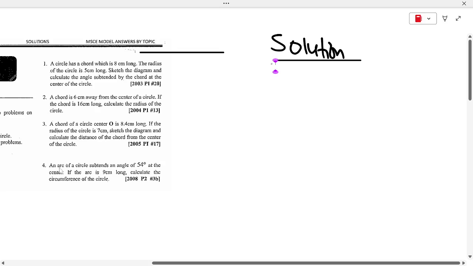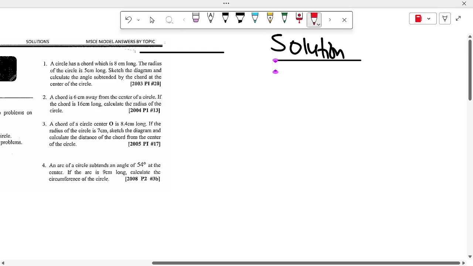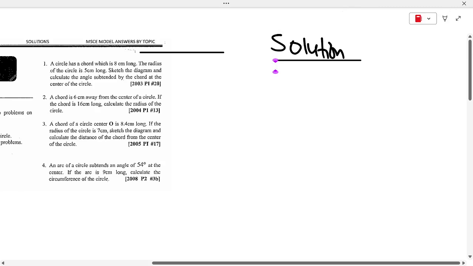So they're saying that an arc of a circle subtends an angle of 54 degrees at the center. If the arc is 9 centimeters long, calculate the circumference of the circle. Because this question is different, they want you to find the circumference of a circle.